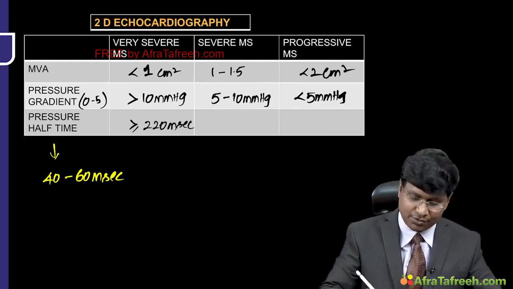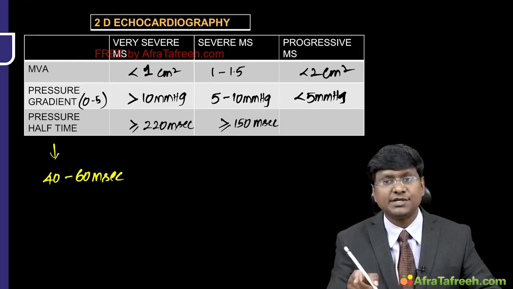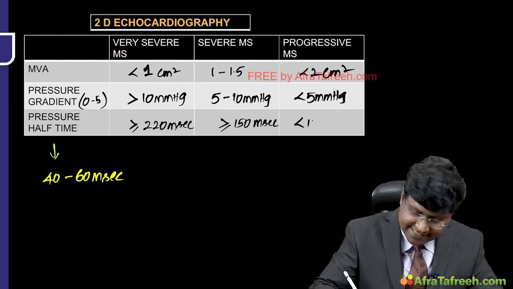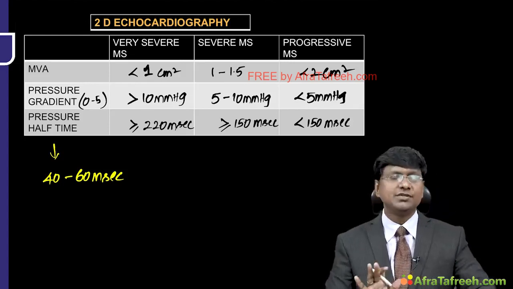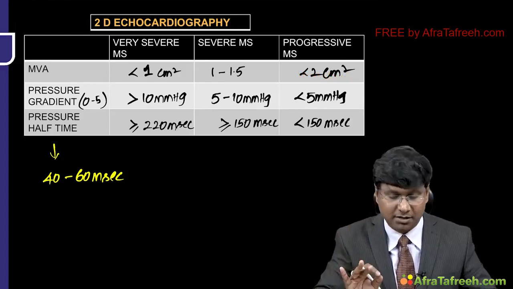Whereas in severe mitral stenosis, it will be more than or equal to 150 milliseconds. Whereas in progressive mitral stenosis, the pressure half time will be less than 150 milliseconds. Okay, so these are all the parameters that we need to check within the 2D echo.